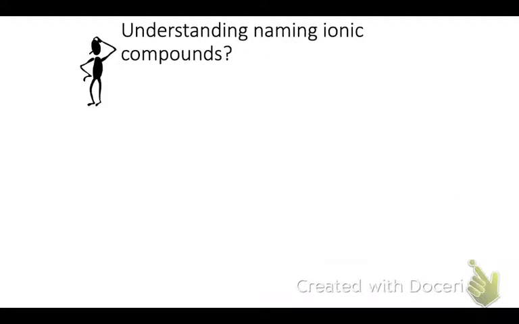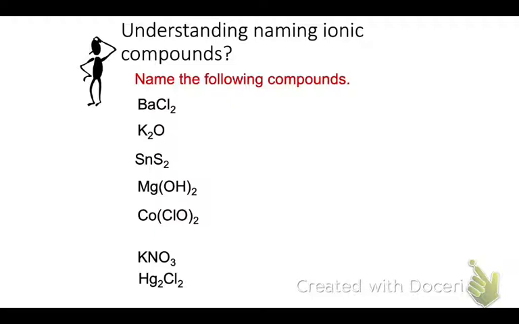Let's see if we understand the naming of ionic compounds. Name the following compounds. So this here is barium. Barium is in group 2A, so I don't have to mention any charge. So the way I'm going to call it is barium chloride.